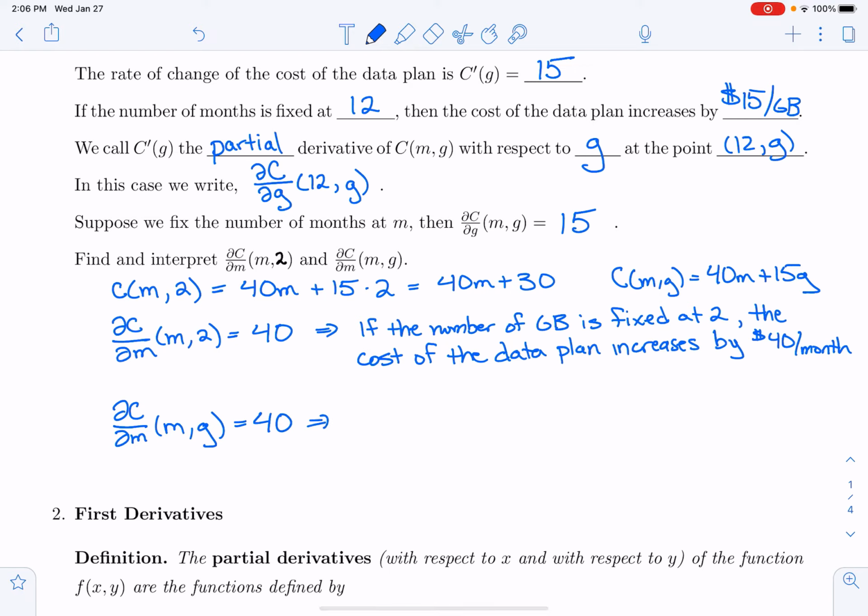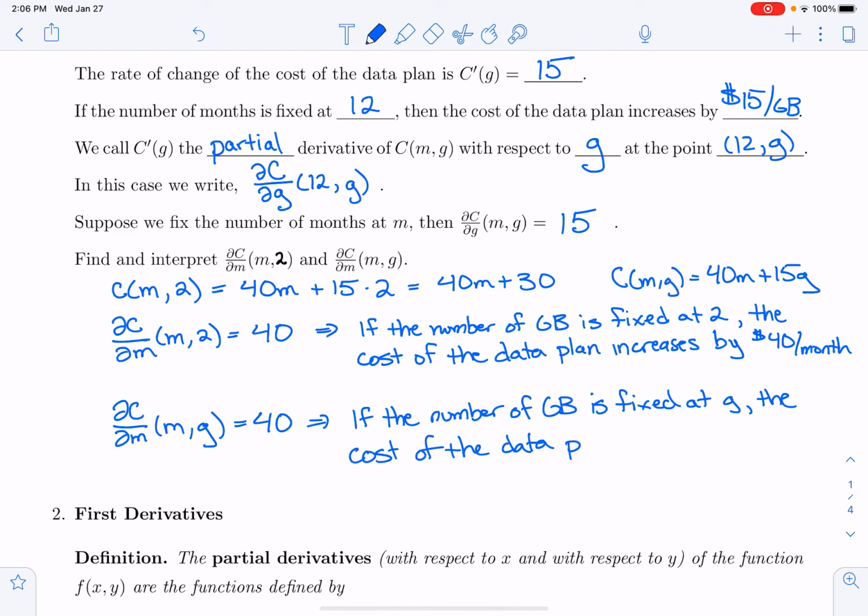And so we can interpret that as saying if the number of gigabytes is fixed at G, the cost of the data plan still increases by $40 a month.